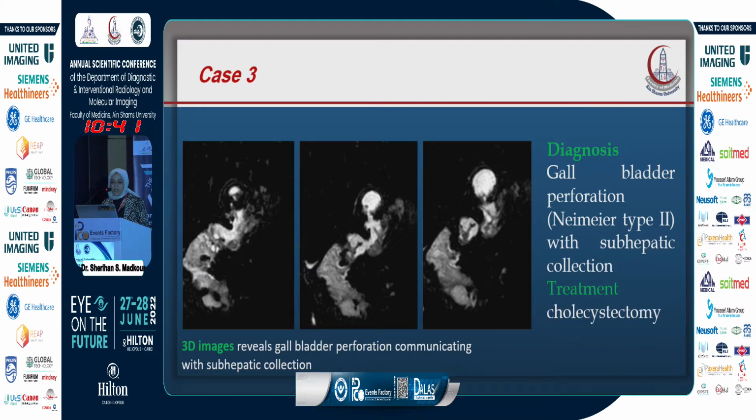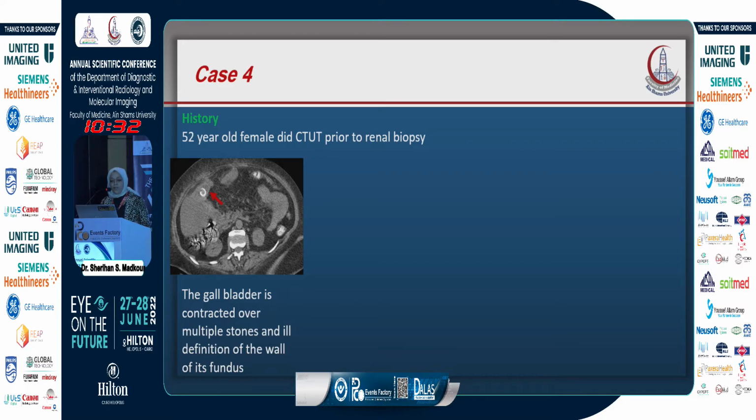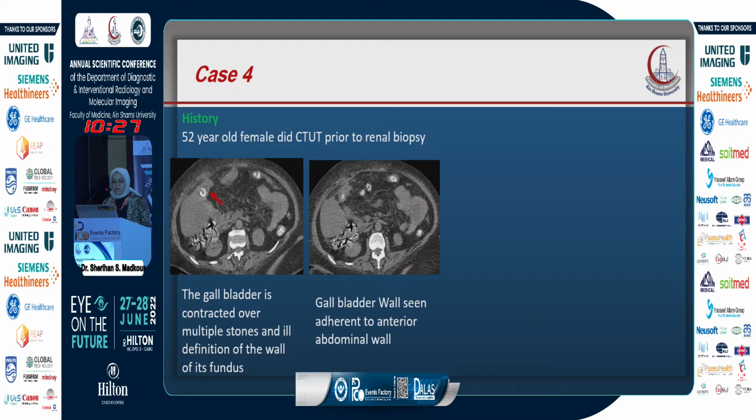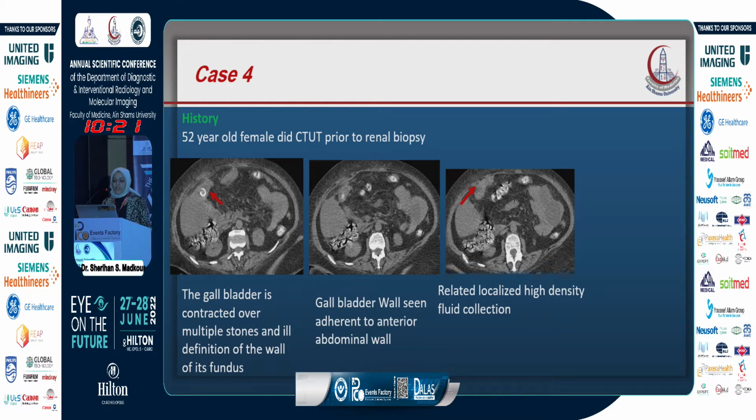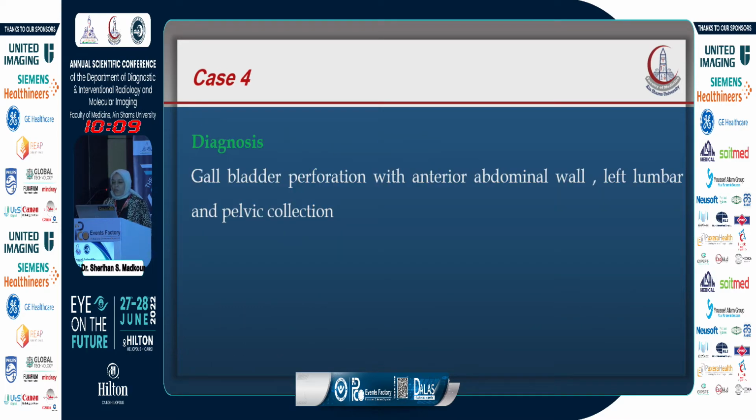Treatment: cholecystectomy. Case 4, a 52-year-old female did CT-UT prior to renal biopsy and a gallbladder contracted over multiple stones was accidentally discovered, with ill definition of the wall of its fundus. The gallbladder wall is seen adherent to the anterior abdominal wall, related to a localized high-density fluid collection, which communicates with another left lumbar collection. Another pelvic collection is noted. Diagnosis: gallbladder perforation with anterior abdominal wall, left lumbar, and pelvic collections. Treatment: antibiotics and cholecystectomy.